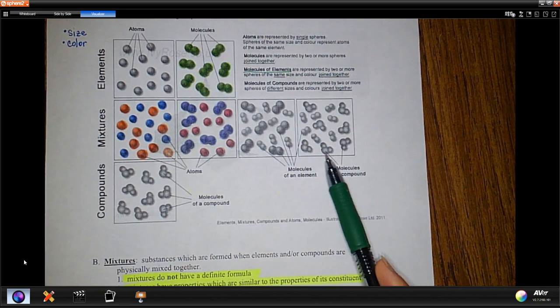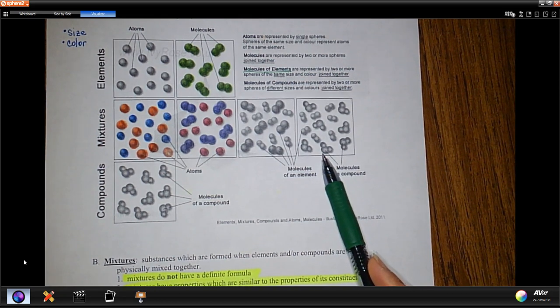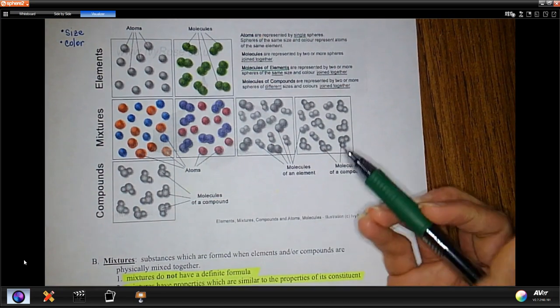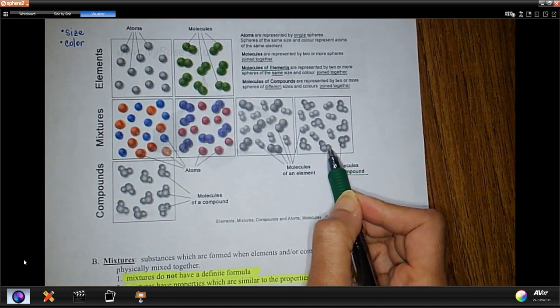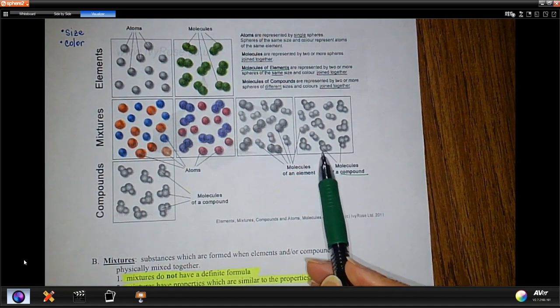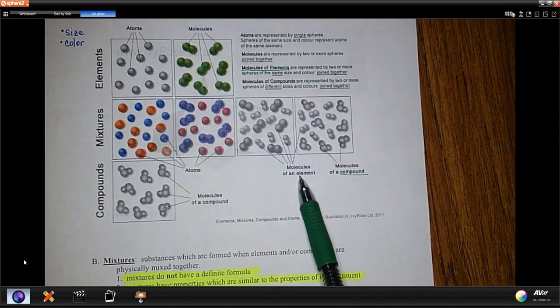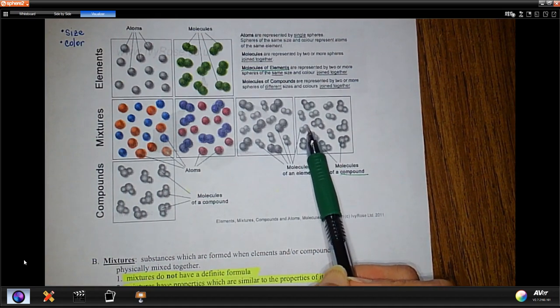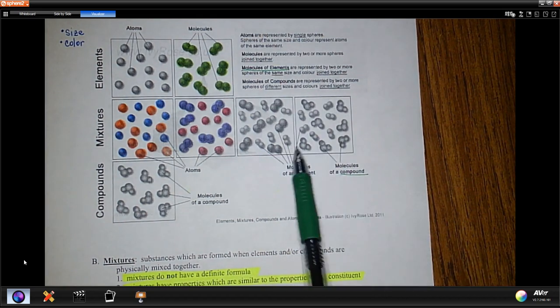And the last one you're looking at is molecules of a compound. Now this is a compound. Keep in mind that a compound is two or more different elements. So in this case, it's a compound and we've got one, two, three, so three different elements are making up this particular compound. So this mixture is not only made up of compounds, but it's also made up of molecules of the element. So clearly this is a mixture.